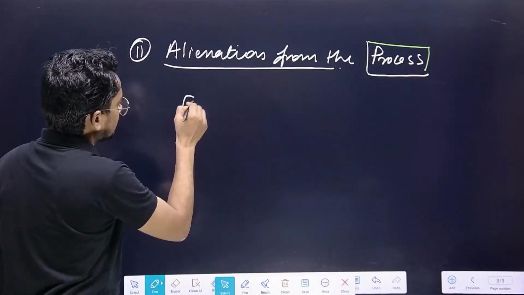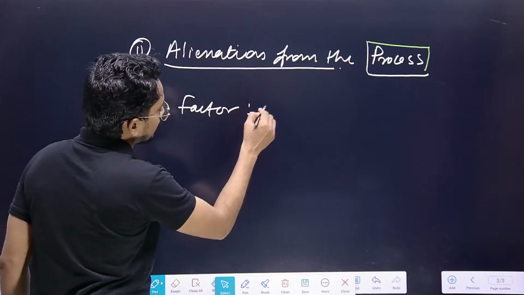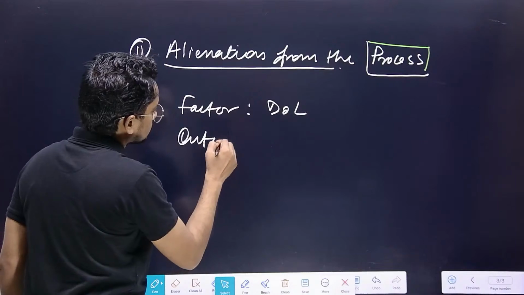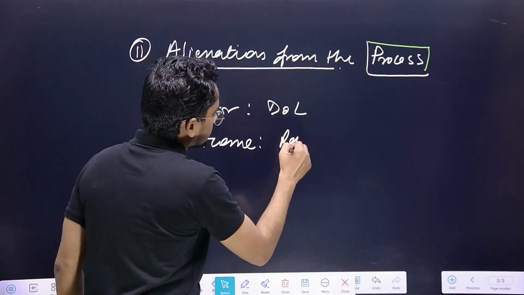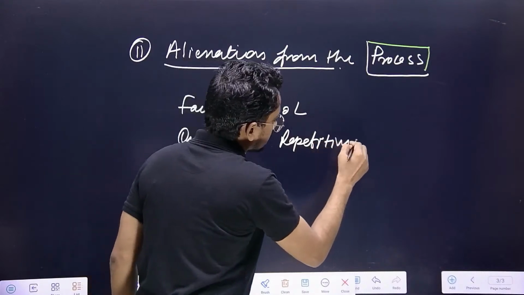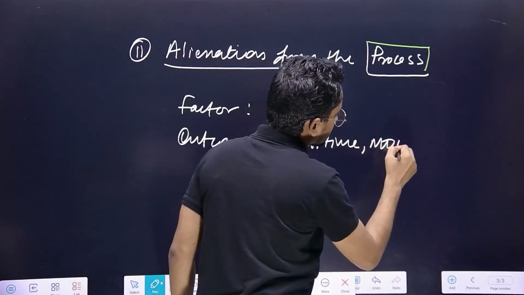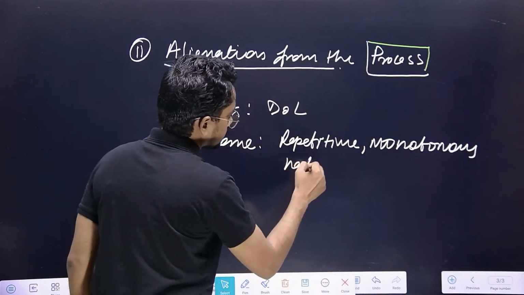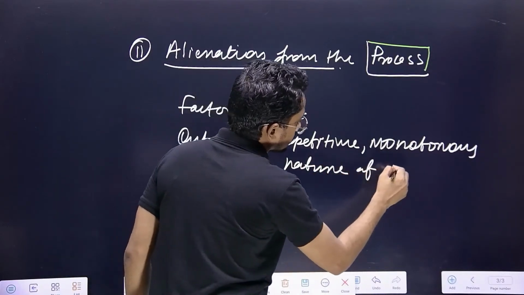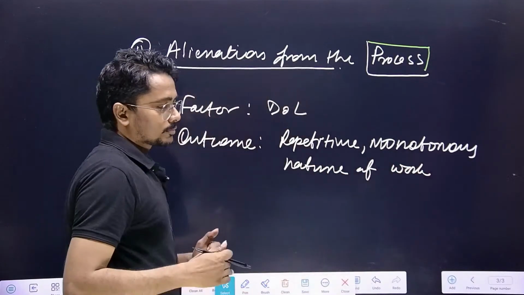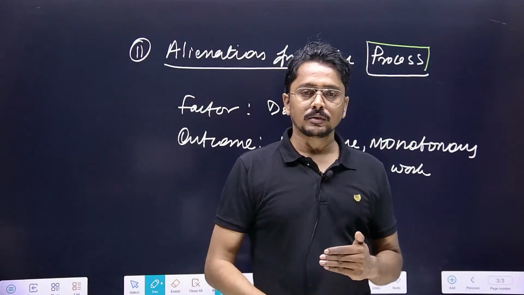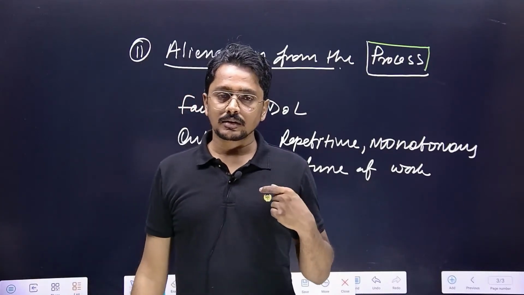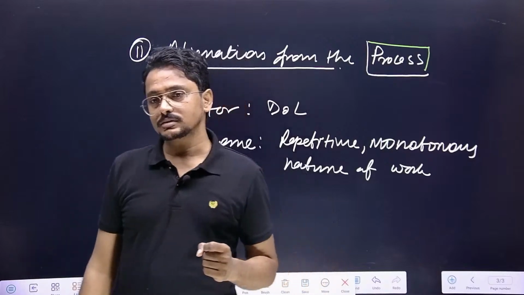Here the factor is division of labor, and the outcome is the repetitive, monotonous nature of work. So labor gets detached from the understanding of the entire production process, and thus labor feels alienated from the process.